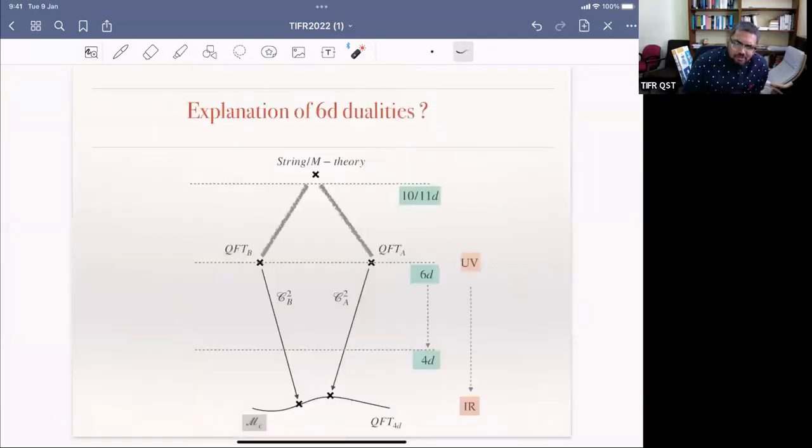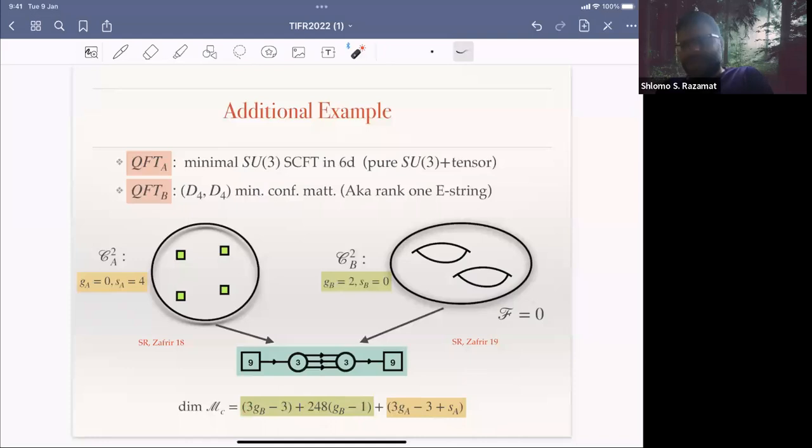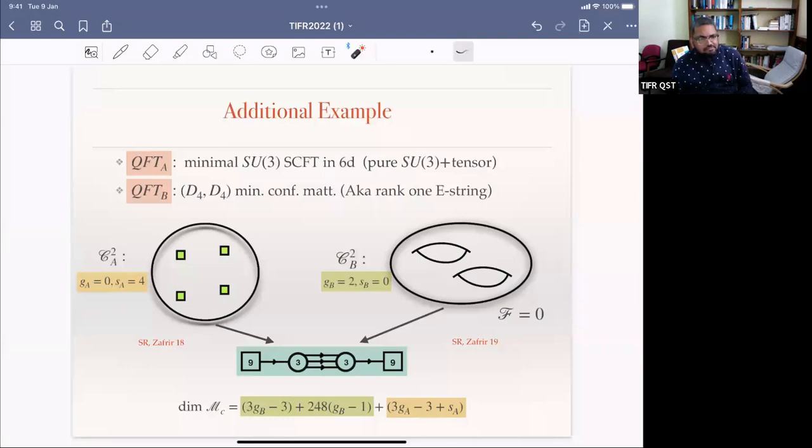Sorry, Shlomo, this must be a coincidence, right? For particular small values of these G's and so on, not some family equation. No, you are right. But there are many such coincidences. Okay. So we don't understand them. There are many such coincidences.